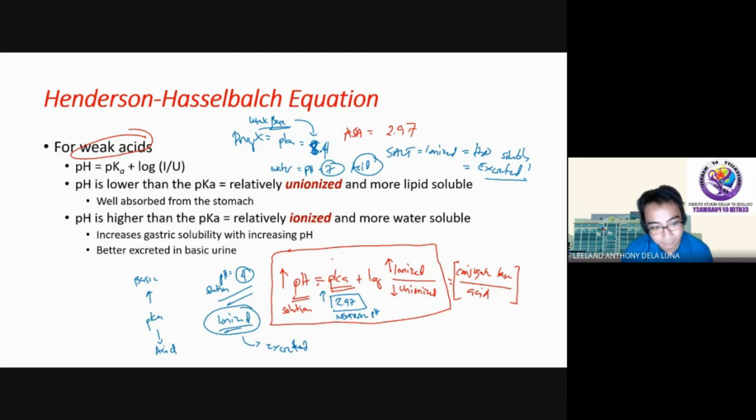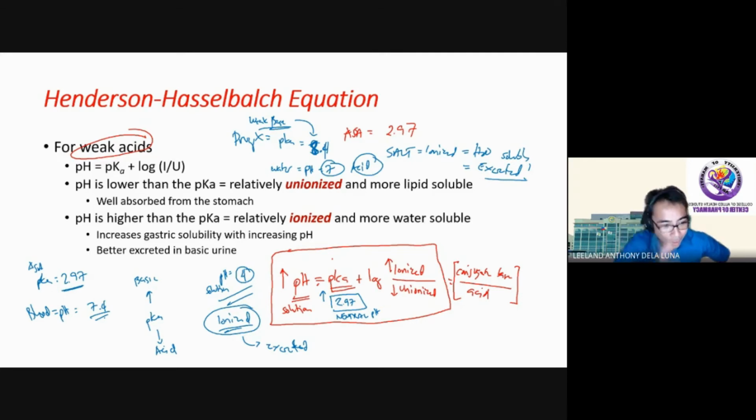Say for example, aspirin again. We already know its pKa: aspirin pKa is 2.97, and aspirin is a weak acid. Let's say aspirin was exposed to blood, whose pH is equal to 7.4. That's standard. Now, class, what do I expect to happen to my aspirin? Will it be absorbed or excreted?